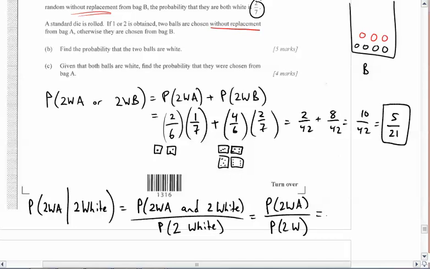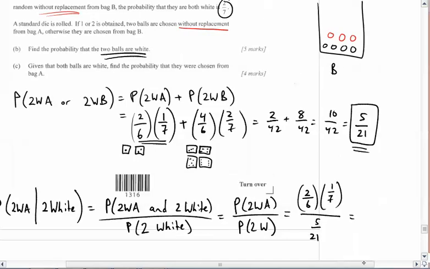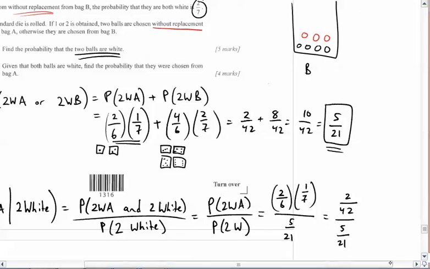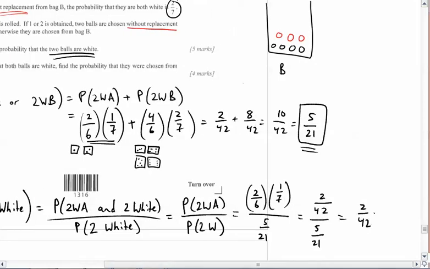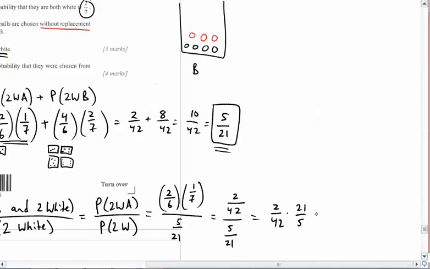Okay, so the chance that you get 2 whites from A is this probability here. 2 out of 6 chance that you choose from A, 1 out of 7 chance that those are both white. The probability that you get 2 whites is what we just calculated. 5 out of 21. So this is a total of 2 out of 42 over 5 out of 21, which is 2 out of 42 times 21 over 5. Or divide both of them by 21, you get 1 out of 5 chance.